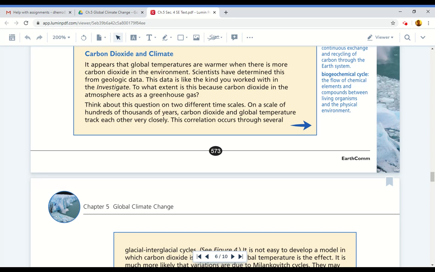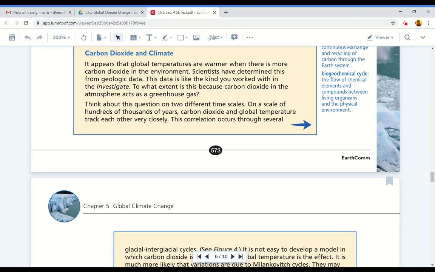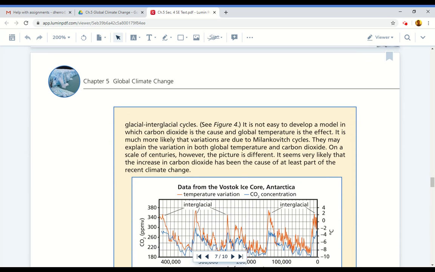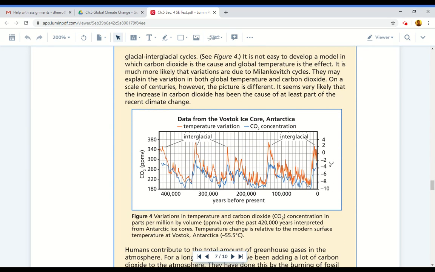On a scale of hundreds of thousands of years, carbon dioxide and global temperature track each other very closely. This correlation occurs through several glacial, interglacial cycles. It is not easy to develop a model in which carbon dioxide is the cause and global temperature is the effect. It is much more likely that variations are due to Milankovitch cycles. They may explain the variation in both global temperature and carbon dioxide.